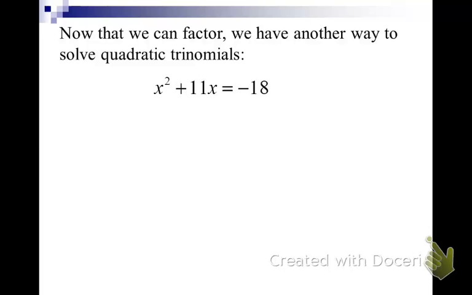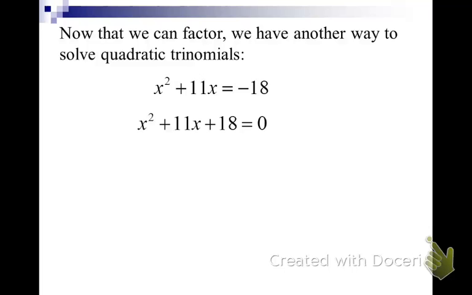Okay, so now we have another example problem to do for solving an equation by factoring. Right off the bat in this problem, x squared plus 11x equals negative 18. What you ought to notice is that it is not in standard form: ax squared plus bx plus c equals 0. So the first thing I want to do is add 18 to both sides to get a 0 on the right side.